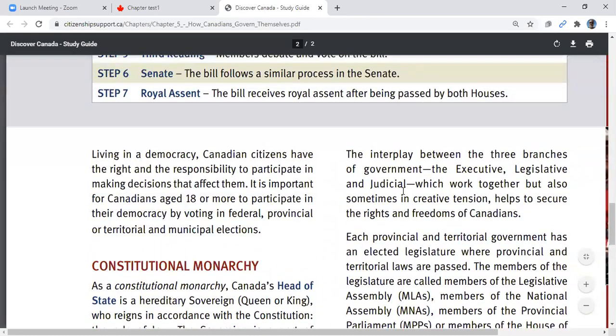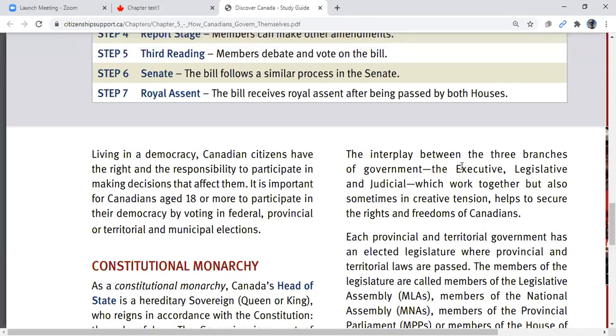Okay, so let's see. Zaniba, could you read this part where it says the interplay? Can you do that part, please? Yes. The interplay between the three branches of government, the executive, legislative.